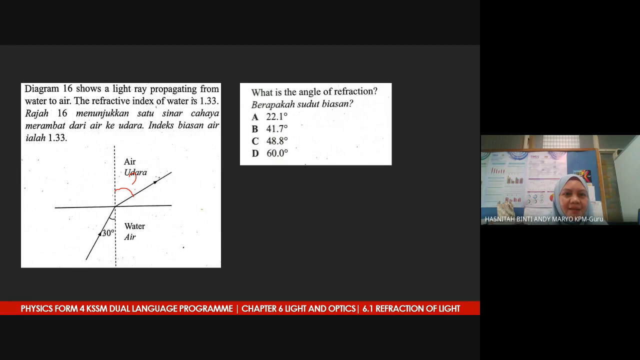First, you can reject A. Why? Because our light refracts away from normal, right? So definitely the angle of refraction must be greater than 30 degree. So you can cancel A, 22.1. It leaves you with three other options, B, C, and D. Can you find what is the angle here? Try to find first. You can take your calculator, a rough paper, or you can do the calculation in your module, in the blank spaces provided there.